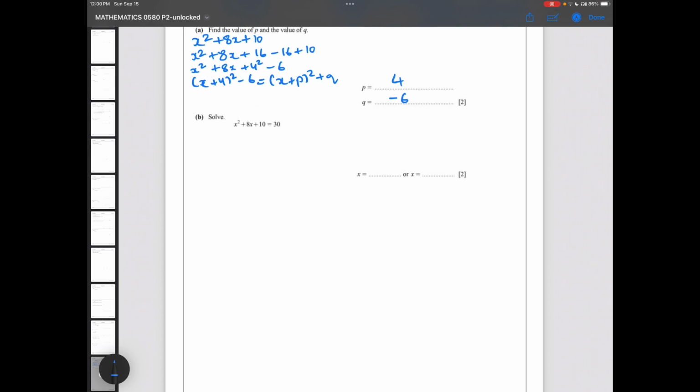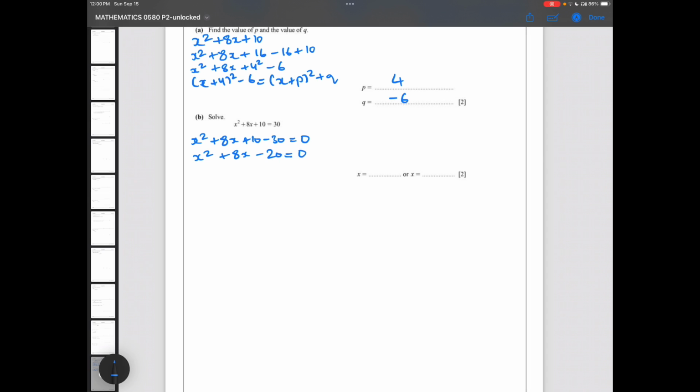It says x squared plus 8x plus 10 is equal to 30. We have to solve this equation. For solving this equation, I need to move 30 to the left side of the equation. It becomes x squared plus 8x plus 10 minus 30 is equal to 0. Now x squared plus 8x plus 10 minus 30 is x squared plus 8x minus 20 is equal to 0.